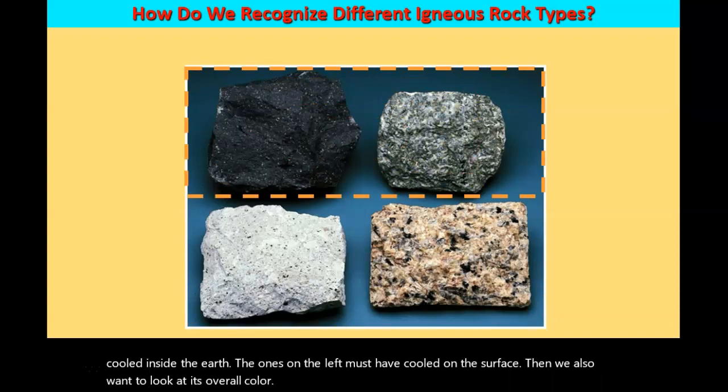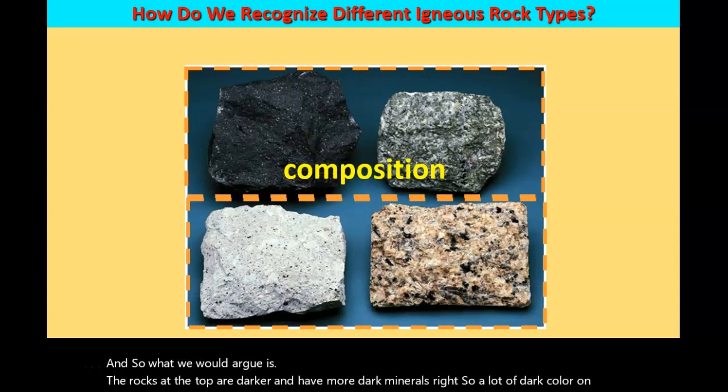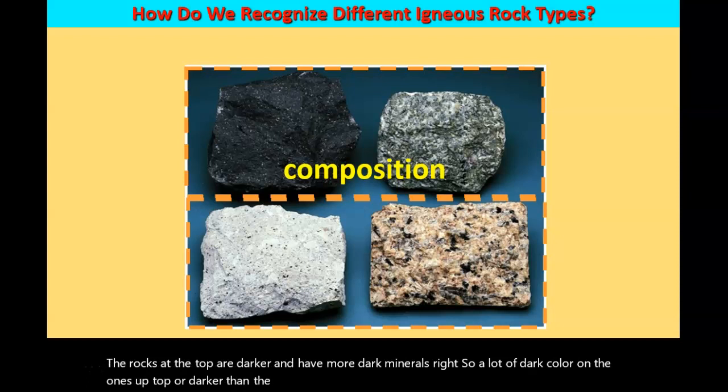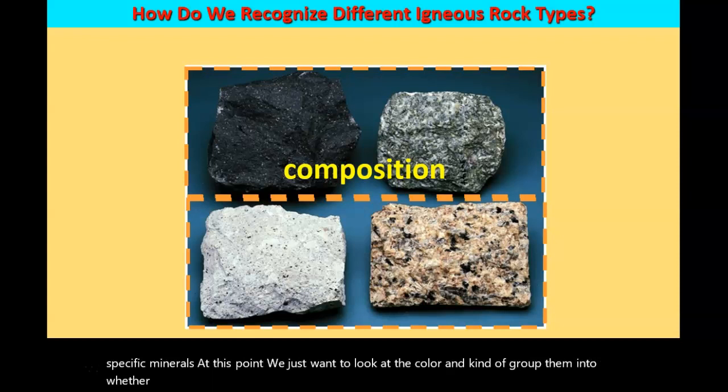What we would argue is the rocks at the top are darker and have more dark minerals, a lot of dark color, and the ones on the bottom are lighter. We don't have to identify specific minerals at this point. We just want to look at the color and group them into whether they're really dark, or in the middle, or light.